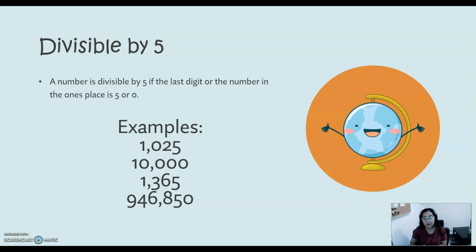Here are some examples: 1025, 10,000, 1,365, and 946,850. All the numbers in the ones place, or the last digit, for each example end with 5 and 0. That's why we can say that all of these numbers are divisible by 5.